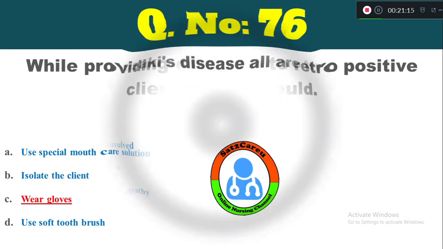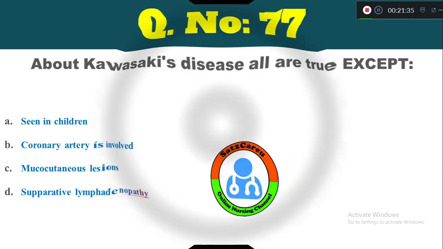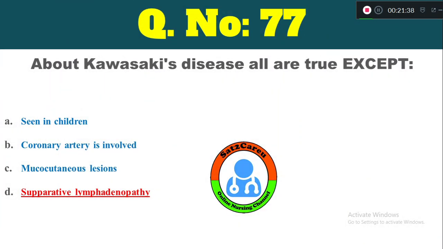Question number 77. About Kawasaki disease, all are true except option A, seen in children, B, coronary artery is involved, option C, mucocutaneous lesions are found, option D, suppurative lymphadenopathy is seen. So in Kawasaki disease, the right answer, all the three are right. This is not present. The suppurative lymphadenopathy is not seen.